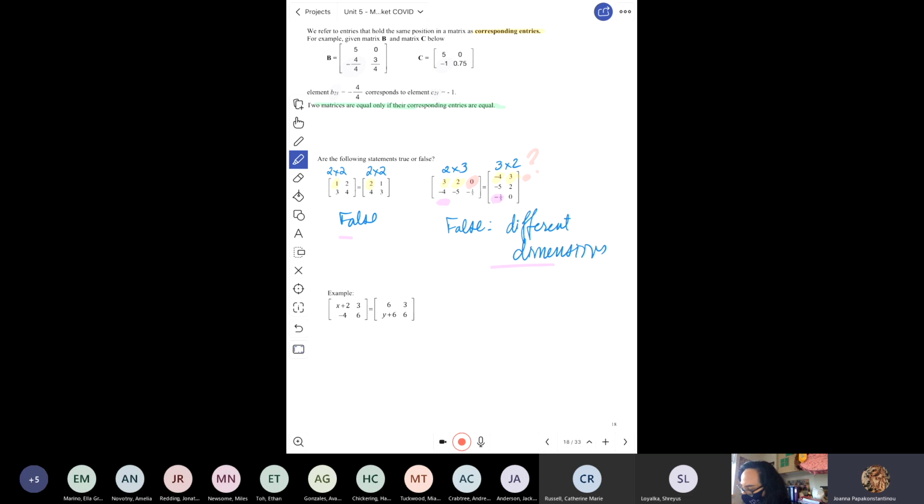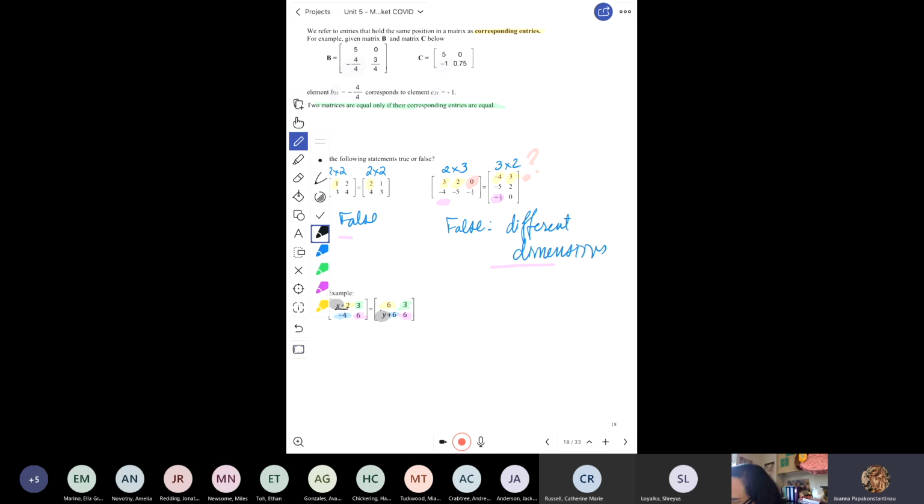Now, let's look at the next one. The next one, I'm telling you that these two matrices are equal. So if these two matrices are equal, I know their corresponding entries are equal. So I know this 1, 1 and this 1, 1 position are equal. I know the 1, 2 position is equal. I know the 2, 1 positions are equal. And I know that the 2, 2 positions are equal. I'm telling you these are equal. And so then you'd have to go and determine for what values of X and Y would make these two matrices equal.